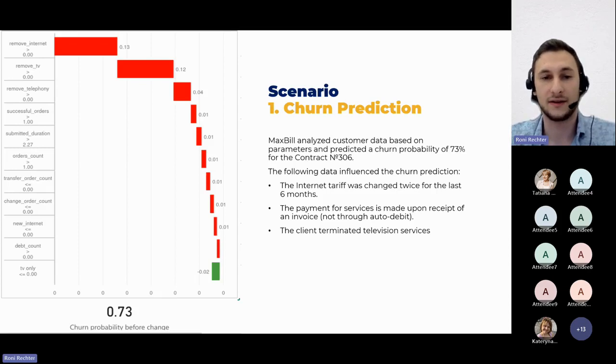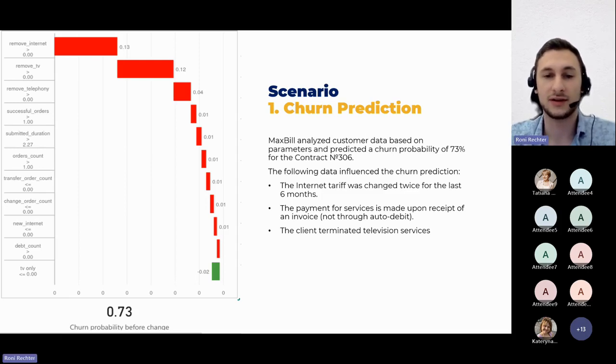Let's take a look at a live scenario where we analyzed and found a customer with a 73% chance of churning. In other words, if we do not take any action, a month from now, there is a probability of 73% that this customer will leave the company, which is a very high percentage and should alert the company and advise it to take some action.